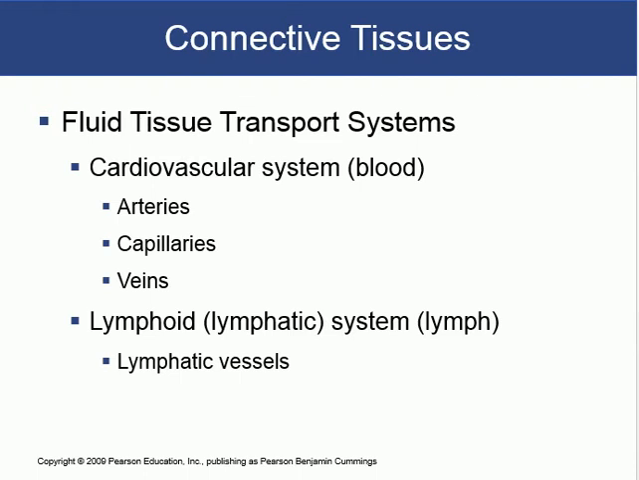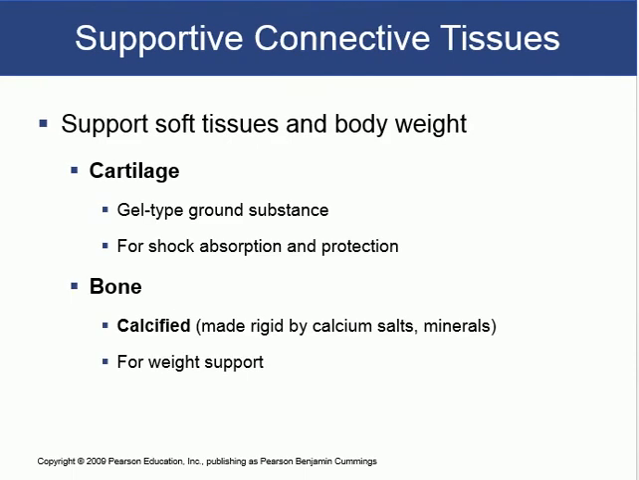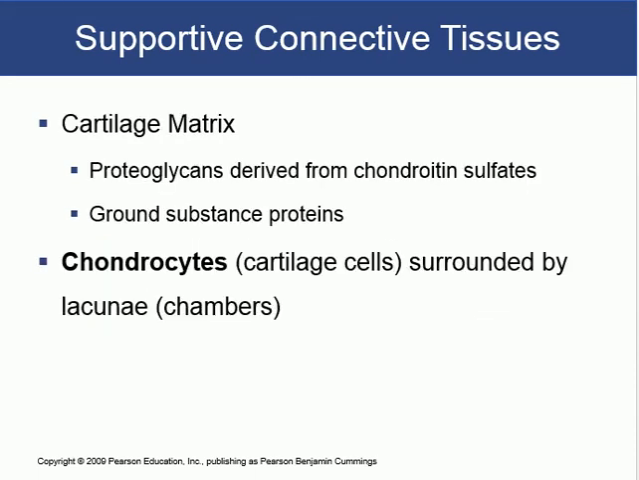The supportive type of connective tissue can be cartilage, can be bone. The difference is the bone is calcified. So when you have calcium, you call it bone. The matrix of the cartilage, we know the cells, chondrocytes, chondroblasts. But what is the fluid or the matrix? It's proteoglycans from chondroitin sulfate.